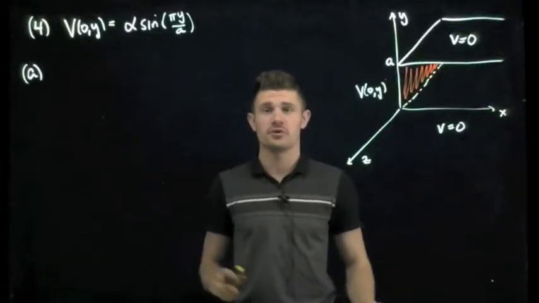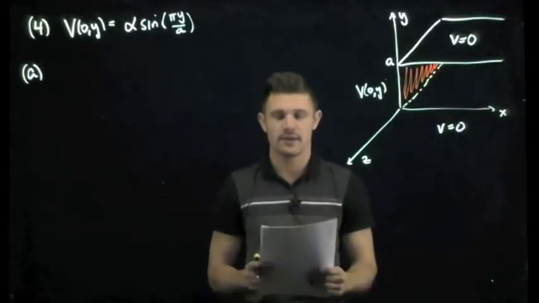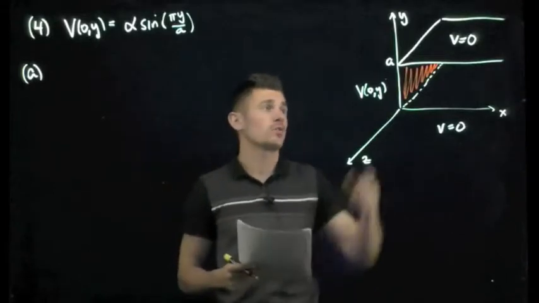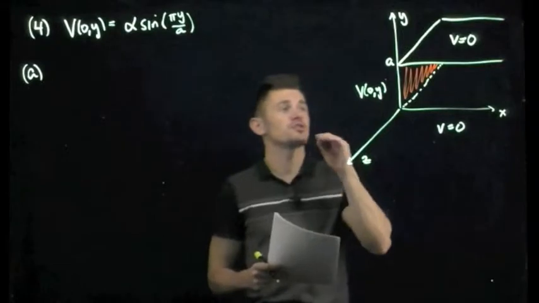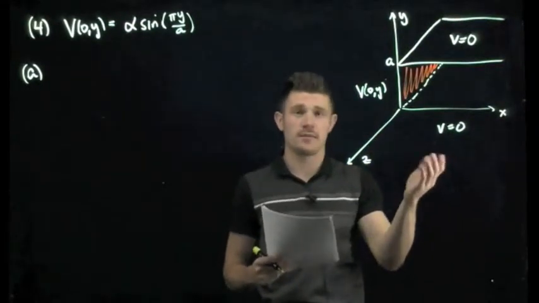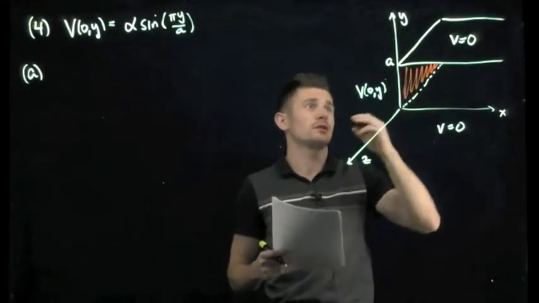Question 4 from midterm 2 asks us to find some things to do with the potential of a waveguide that looks like this. So to set up the problem, I've already drawn the diagram. Essentially, we have a U-shaped waveguide. So it's going to be in 3 directions.